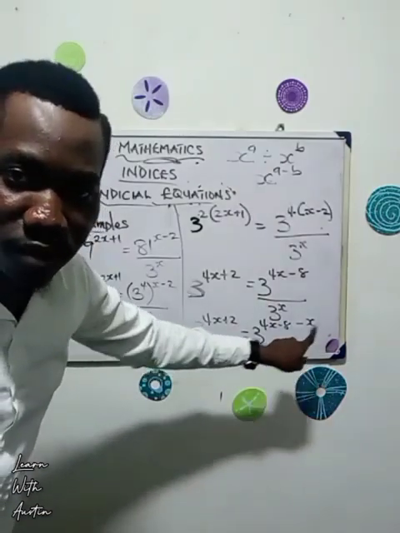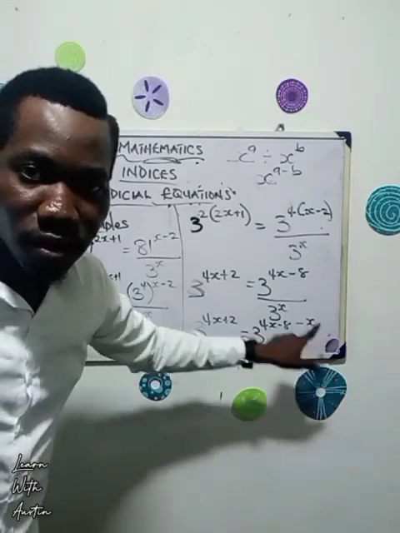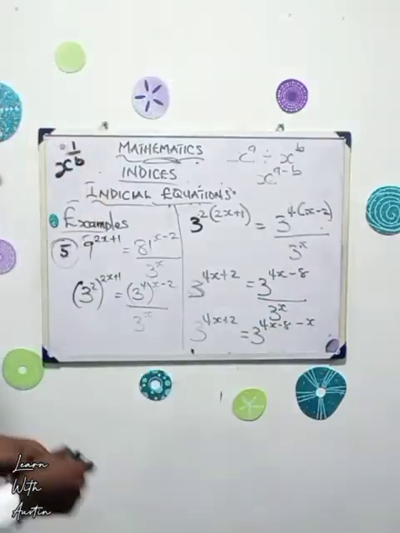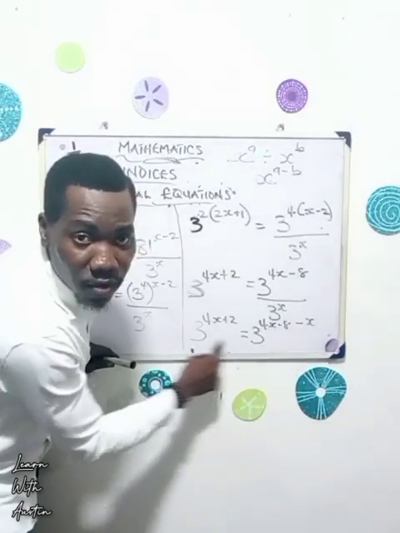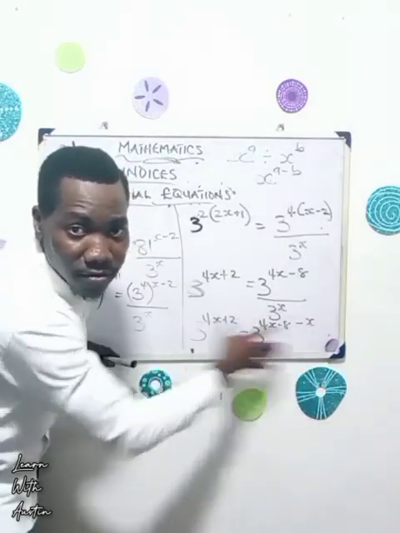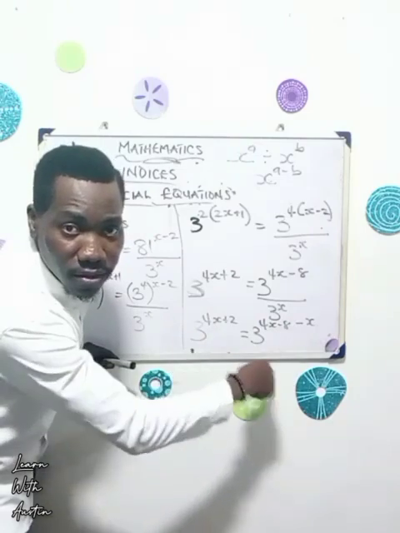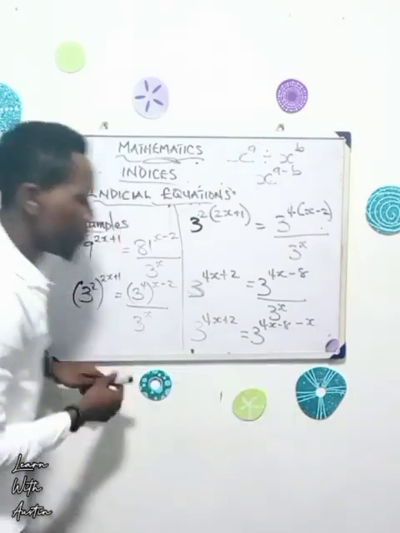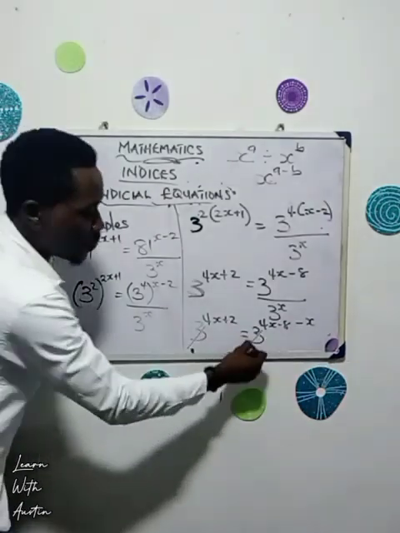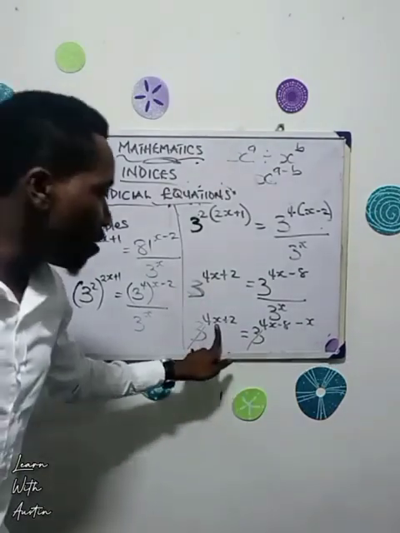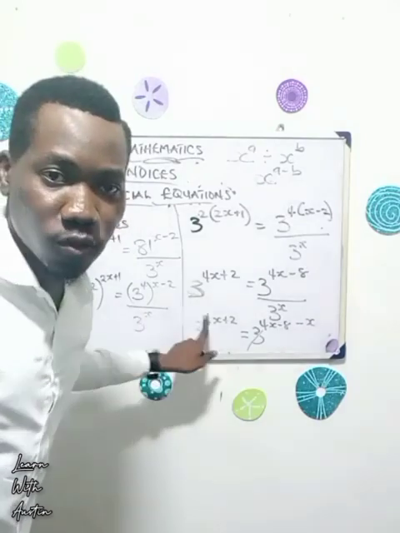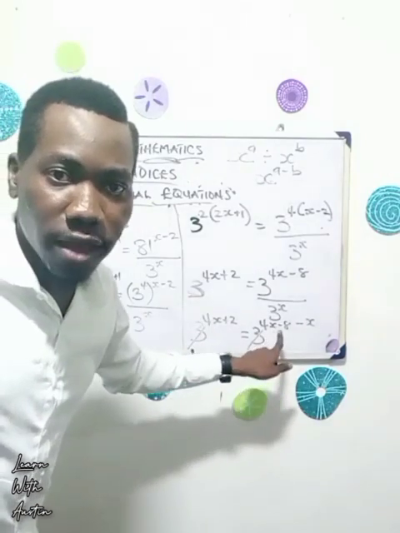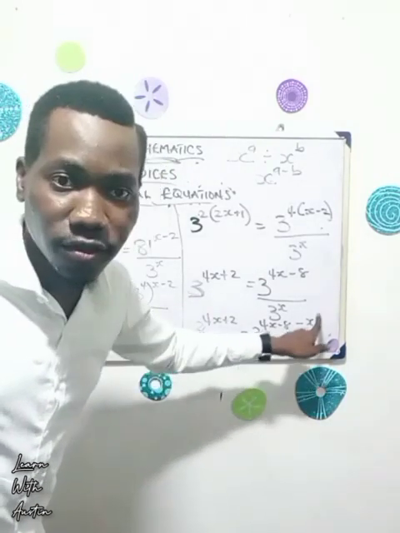Exactly. Subtraction rule. Understood? Good. So now, what's the next thing? At this point, we can drop the bases and equate the powers. We can now drop 3 and then equate the power. So 3 cancels 3, and then we can say this will be equal to this here. So 4x plus 12 now will be equal to 4x minus 8 minus x.